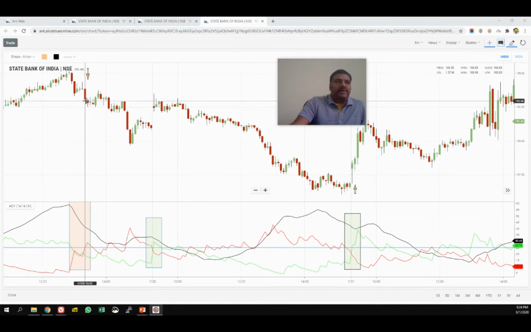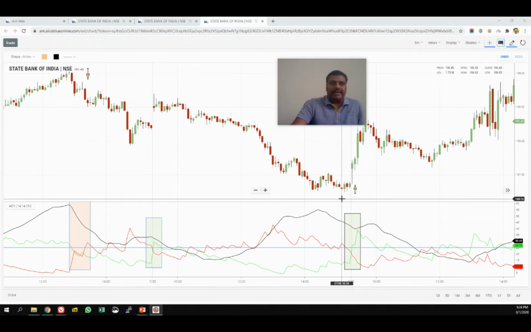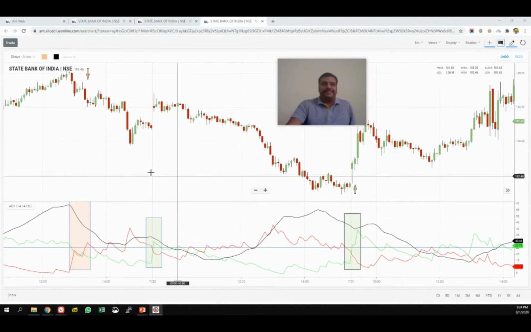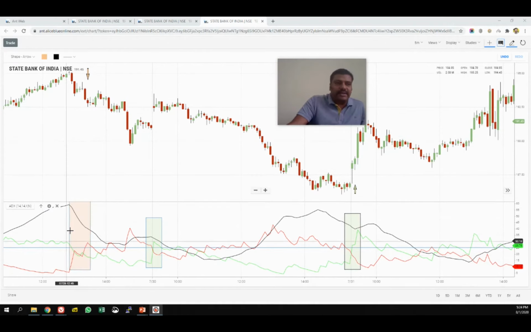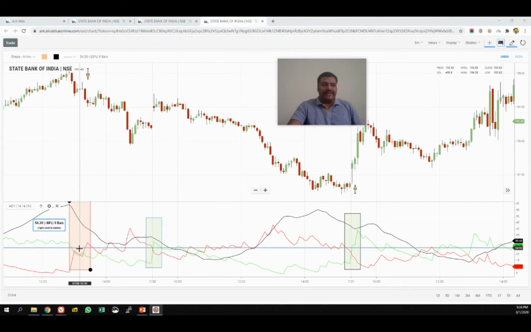And definitely you would have got a minimum profit of this length, or even the whole length if you wait for the next day, but it's not intraday. Right? You got the point? So this is how a sell signal is generated when there is a crossover.